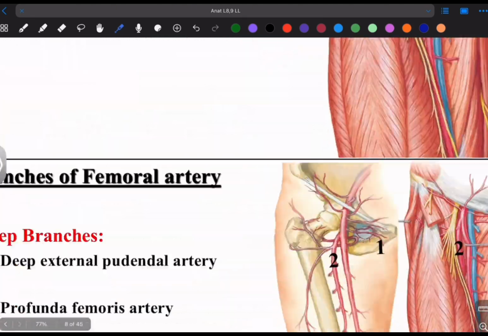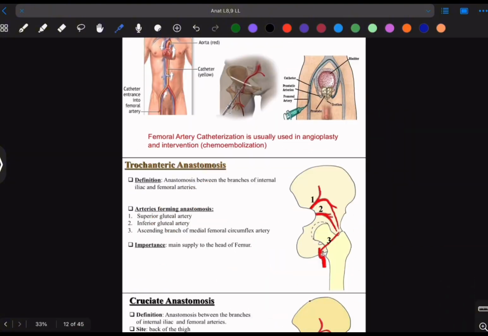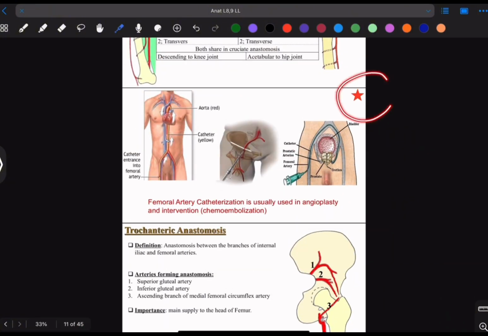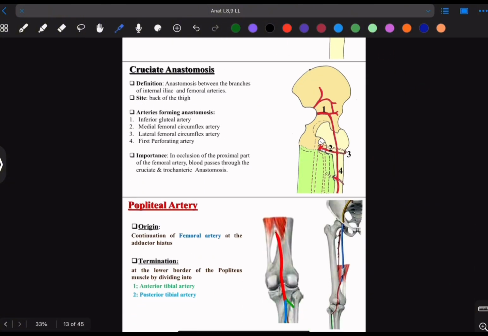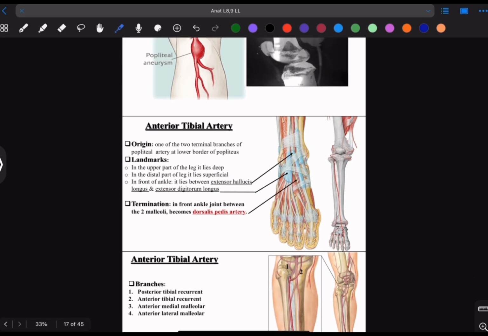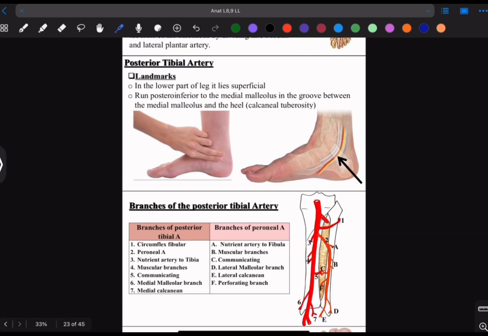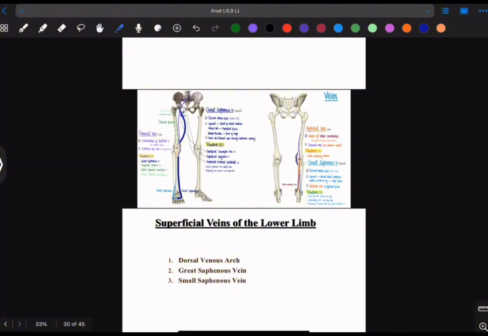Now let's move to the veins. Here it is, everything we just mentioned and covered. You can go over these, the clinical application. I'm not quite sure, I don't think we're going to get any questions regarding them. But go over them for your information. Let's go now to the veins.